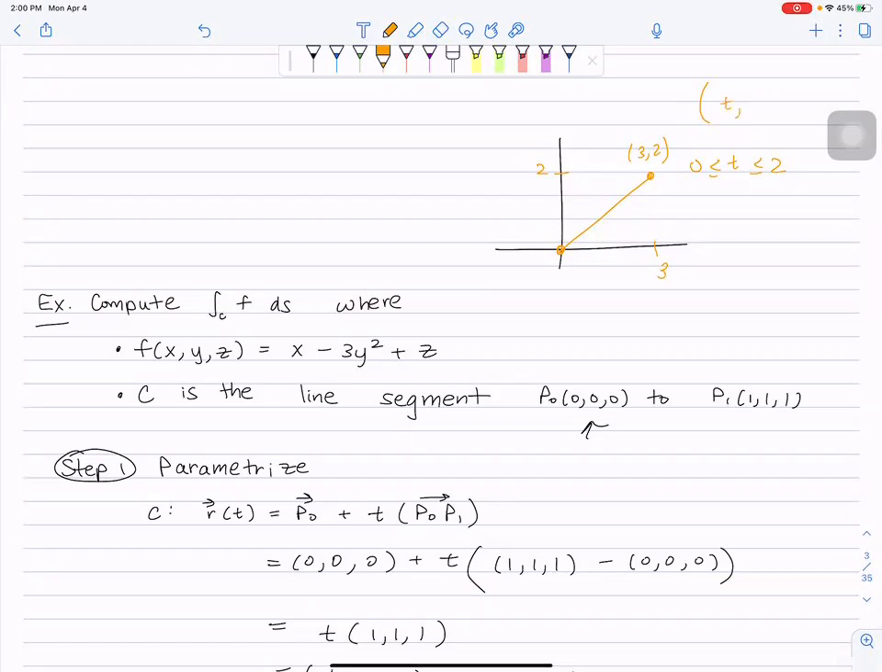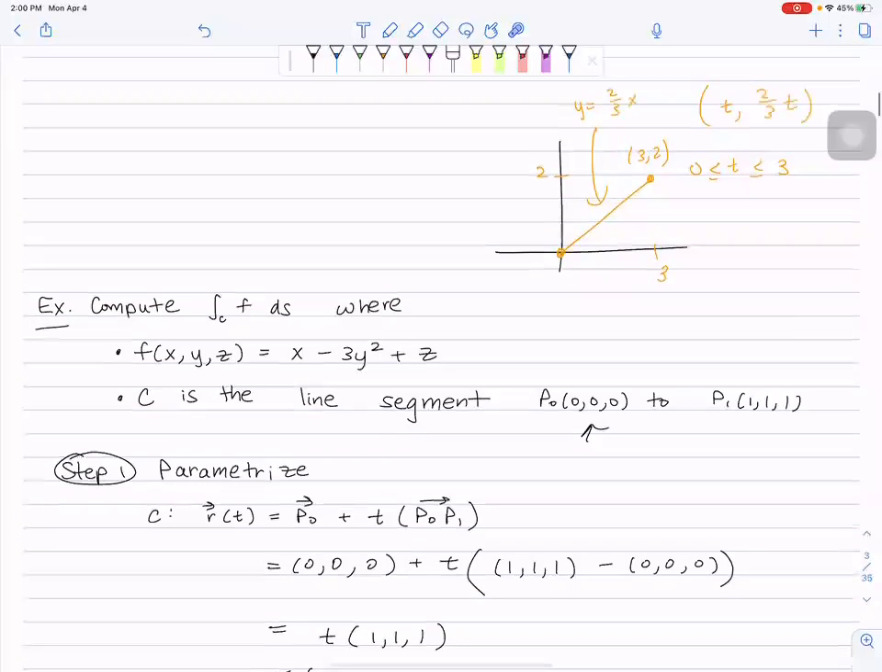If you choose x to be, okay, wait, sorry, what is this line? y equals 2/3 x, right? So if we choose x as our t instead, y is 2/3 t. We see that we can still choose t between 0 and 3, because if we put t as 0, that's the point 0, 0. If t is 3, we get the point 3, 2, which is this point. And so that's how you would choose.